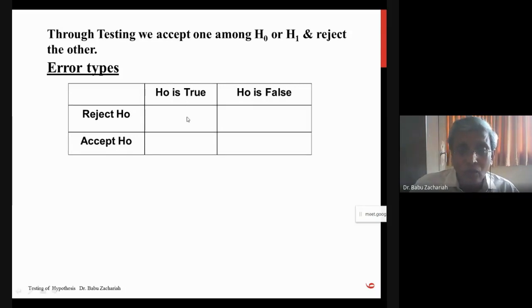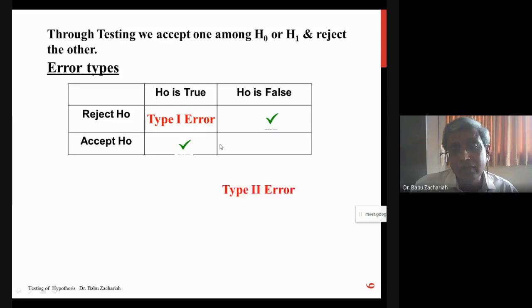Say H0 is true, but if we reject it, we are committing an error, which we call type 1 error. If H0 is false and we reject it, it is a correct decision. If H0 is true and we accept it, it is a correct decision. If H0 is false, yet we still accept it, it is a false decision. That is called type 2 error. So rejecting the null hypothesis when it is true is known as type 1 error. Accepting the null hypothesis when it is false is known as type 2 error.